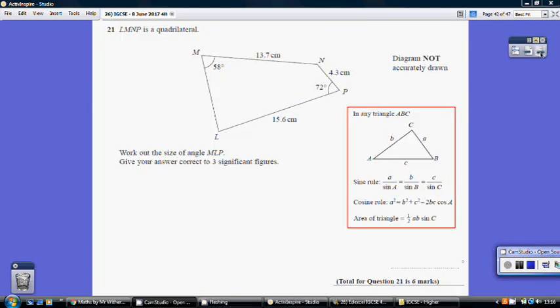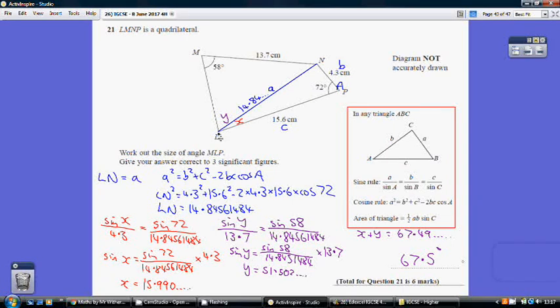Question 21. Now I think this is quite difficult really, but I think what we need to do is break it down into two triangles. So I've popped the line across from L to N, and then I'm going to work out the angle that we require, which is the angle M to L to P. I'm going to work it out in two bits. I'm going to work out angle X and then angle Y, and the two together are going to be my required angle MLP. So just looking at this triangle LNP, I'm going to need to know the length of this side to be able to work anything out.